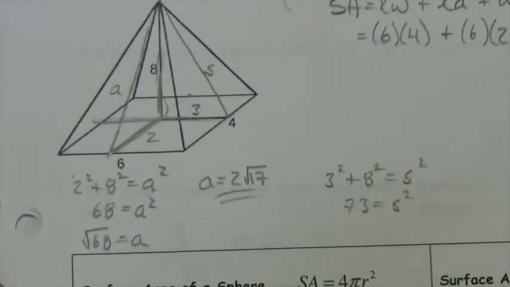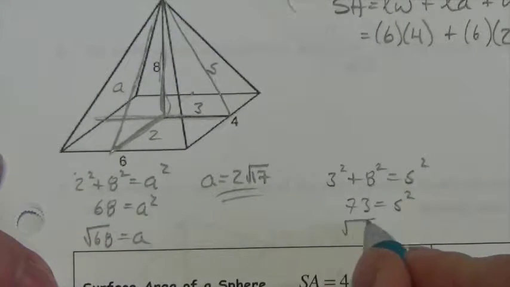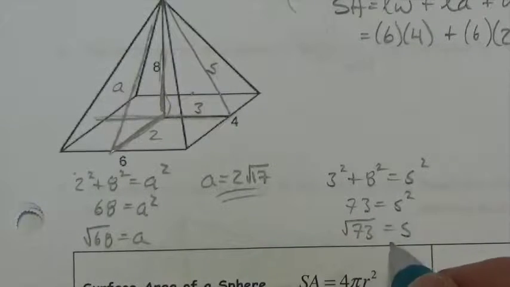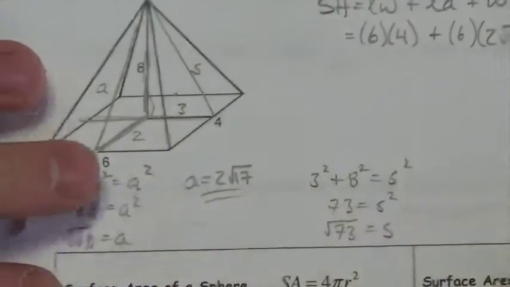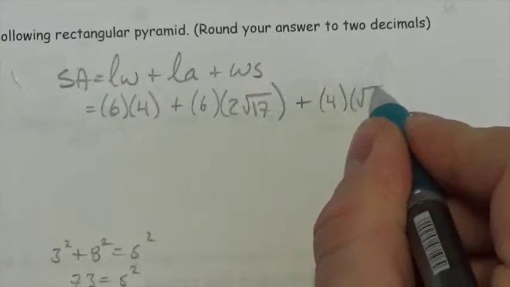So S squared is going to equal 73, and I'll take the square root of both sides, and I'm only going to take the positive one. Now, I don't think 73 can be simplified at all, so that's as far as I'm going to be able to take it. Which means that what I want to put here is going to be 4 root 73.